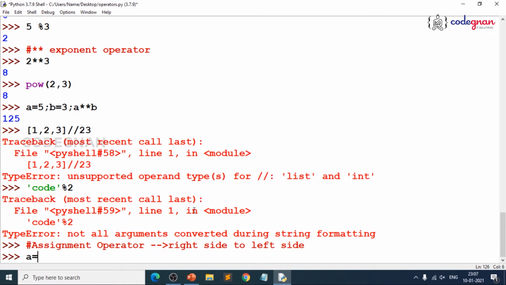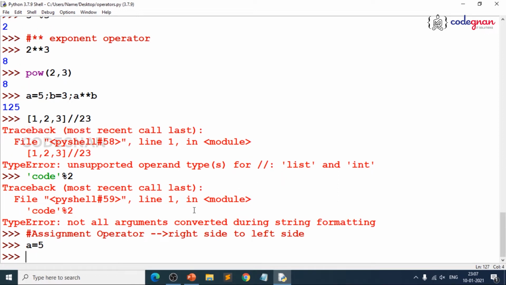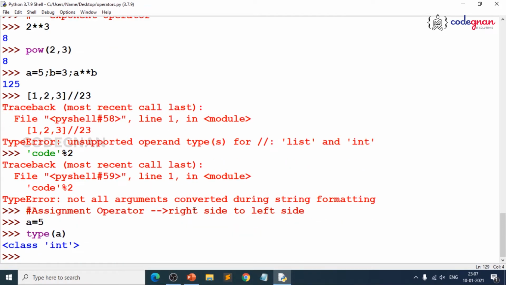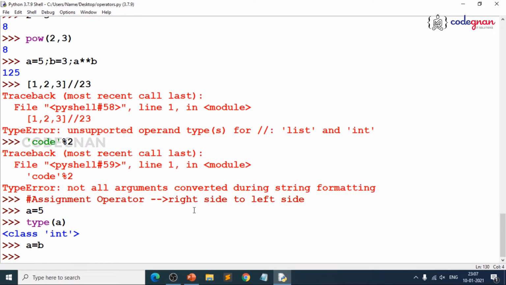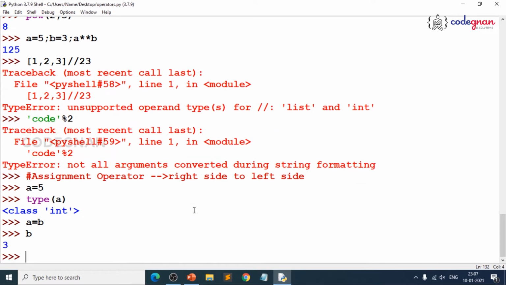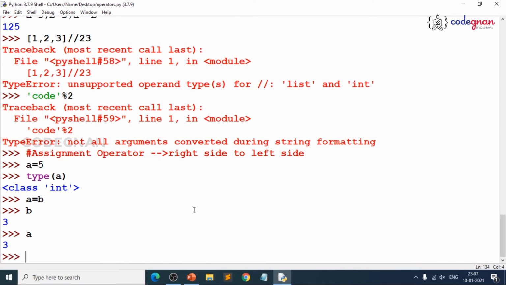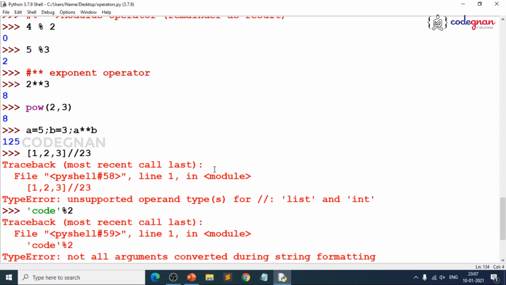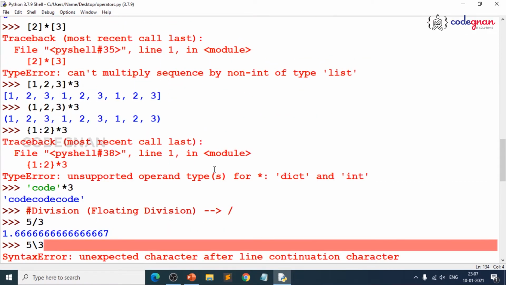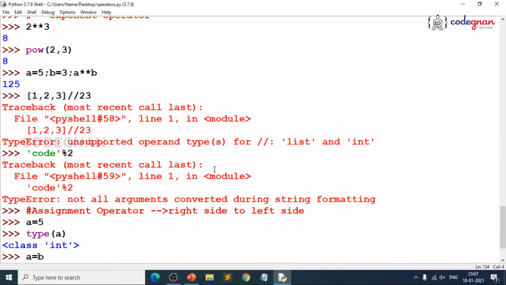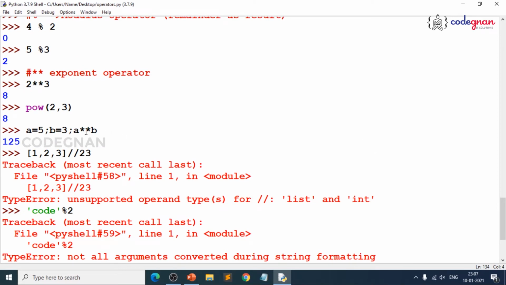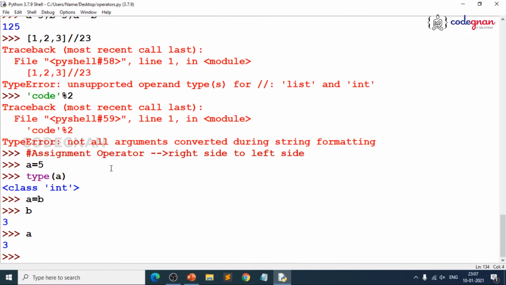That means if I give a is equal to 5, that means a is an object of integer class, because when I give type of a, you get it as integer. That doesn't mean that if you write like this, a is equal to b, or if I give like this, what is happening over there? B value is 3 again. What is a value? 3, because somewhere I might have declared the value of b, because I am running the cell again and again. See, I have declared here the value of b as 3, so it is taking that.